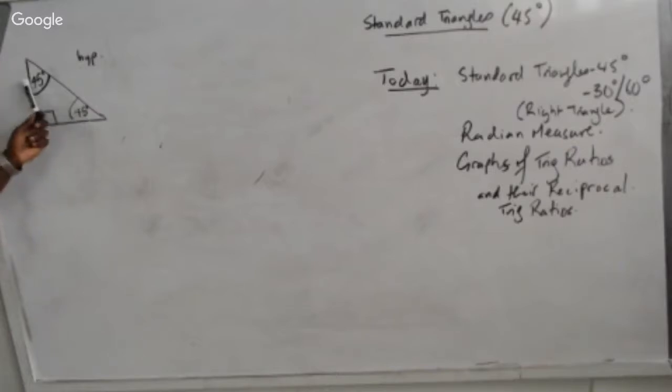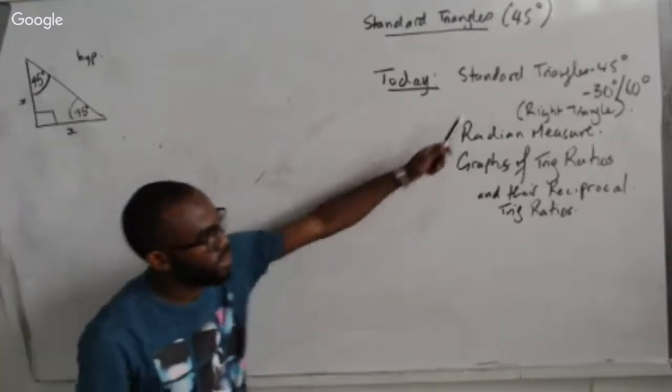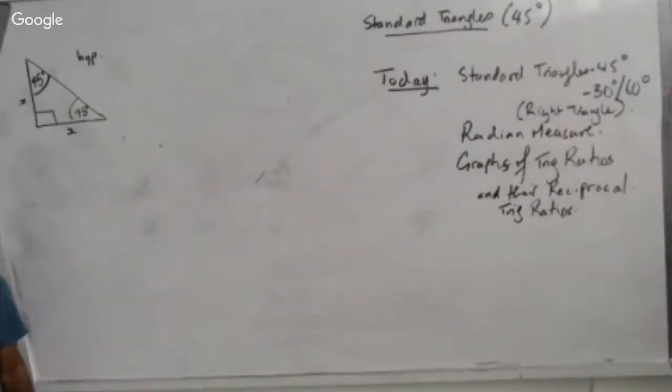So this is 45, that's 45, so we know that the side opposite to that is equal to that. Why? Because this angle and that angle are equal, therefore the sides opposite to them must be equal. But even before that, you must know that the standard triangle comes from a right isosceles triangle. So you already know that two sides are going to be equal and two angles are going to be equal, but one of them is already 90.